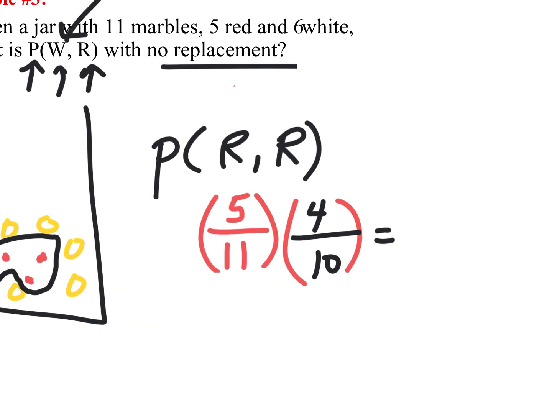And you multiply your choices. 20 over 110. Could I simplify that? Yeah, that's like 2/11. Could I go decimal? Totally. You could divide 2 divided by 11 and get that if you want. Any questions?